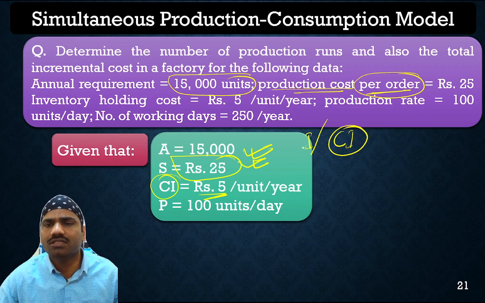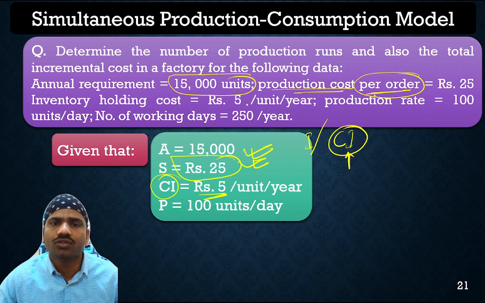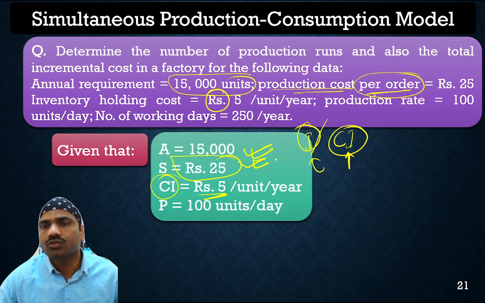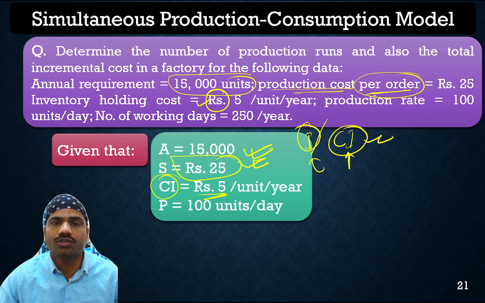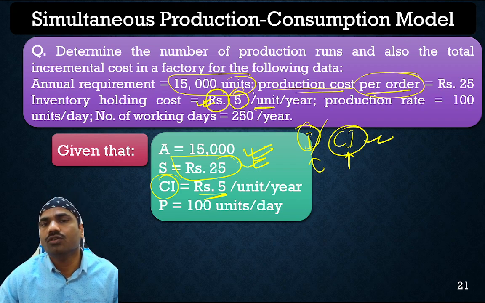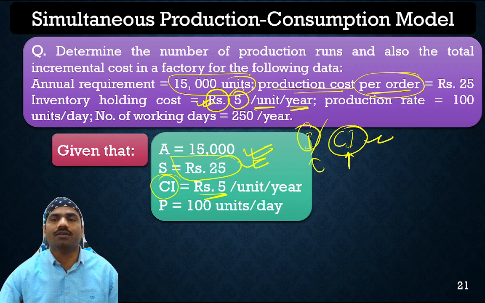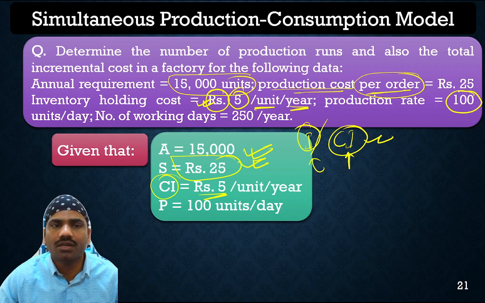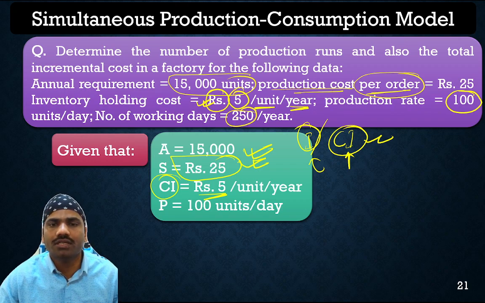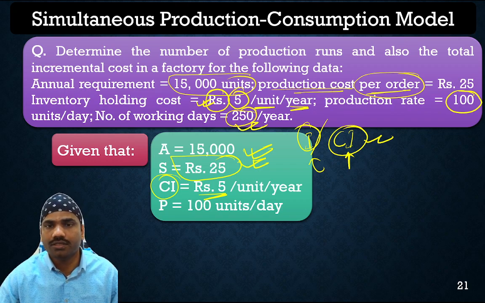How will we judge which is given? That can be judged by the unit given. If only I is given, then there are no terms of rupees, cost or dollar. If Ci is given, then there will be a unit of rupees also. So we have inventory carrying cost of rupees 5 per unit. If you are storing one unit, you have to pay an inventory carrying cost of rupees 5 for 1 year. Production rate is 100, and the number of working days in 1 year is 250 days.